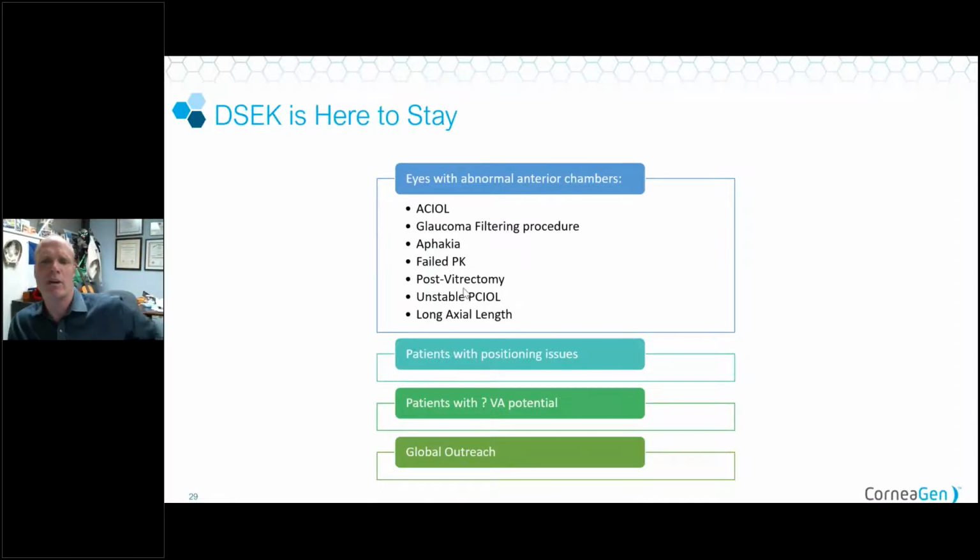Post-vitrectomy, sometimes I'll pick DSEK over DMEK because sometimes those eyes are hard to get the chamber shallow enough to unfold the DMEK. Though if you get an older DMEK tissue, lots of times I'll still do DMEK on those.